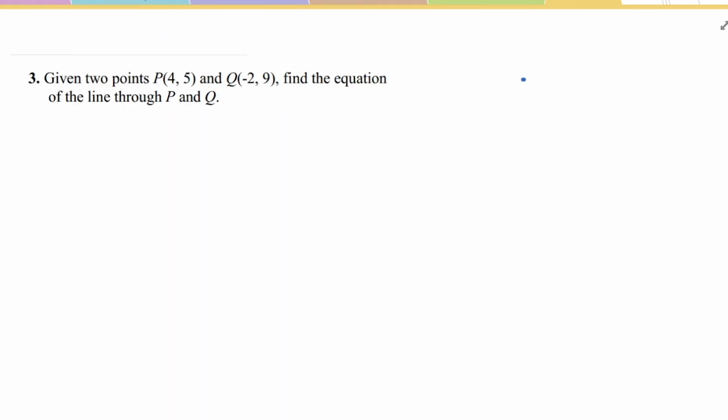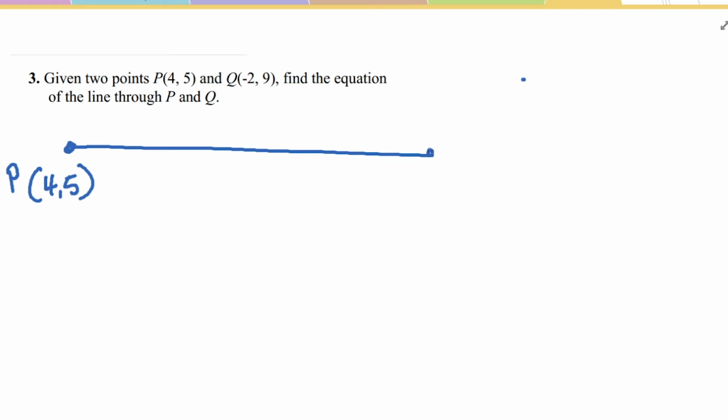So we have 2 points here, point P and point Q. Point P is (4, 5) and point Q is (-2, 9). Find the equation of the line passing through P and Q. There are two ways of doing this question. I'm going to do both of them. Okay, so let's do the first way.